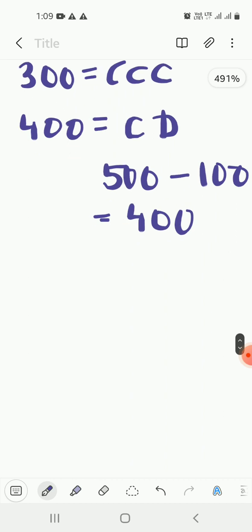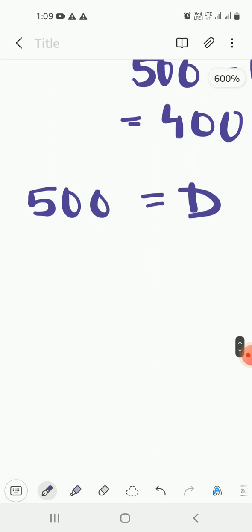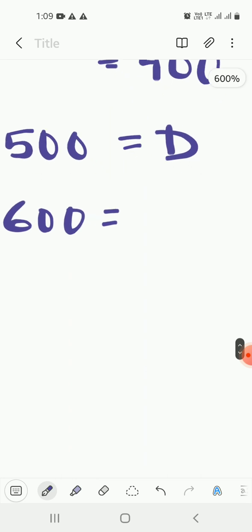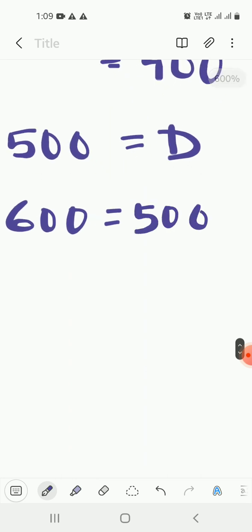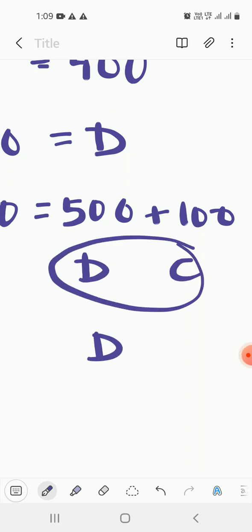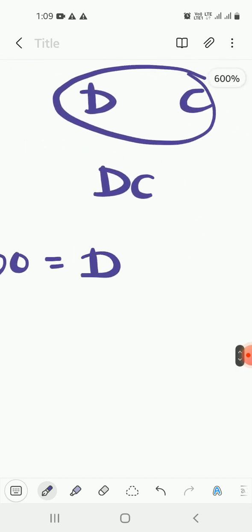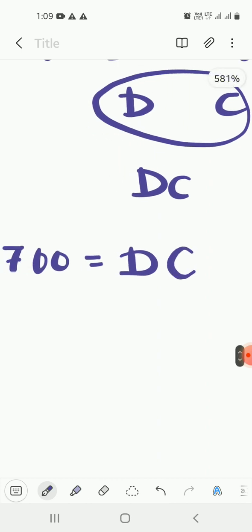Then we are going to write 500, which is D. 600, very easy. 600 would mean same theory. 600 means 500 plus 100. So D is 500 and 100 is C. So together DC. This is 600. For 700, same theory. D means 500, C 100, 600 and C 100, 700.